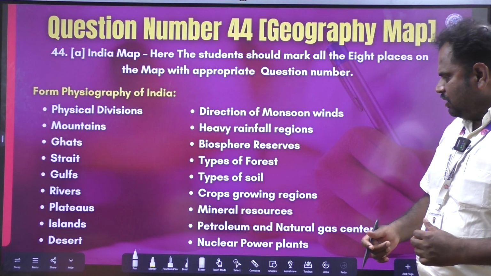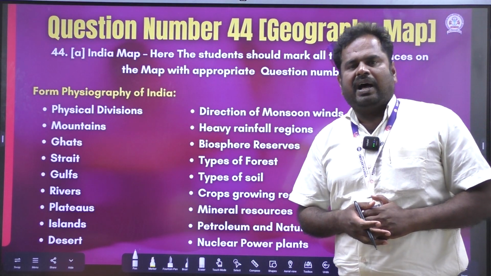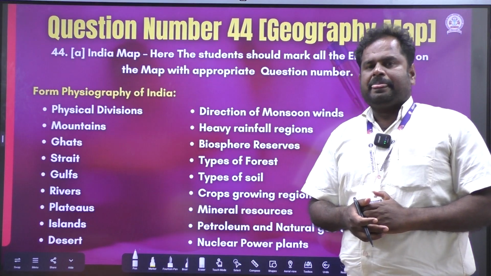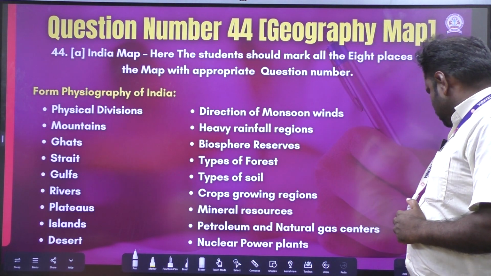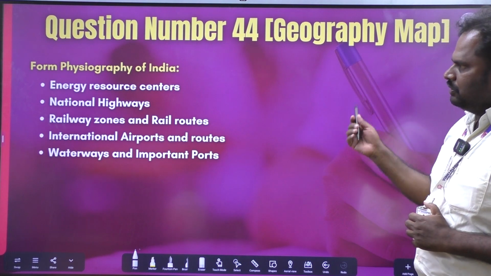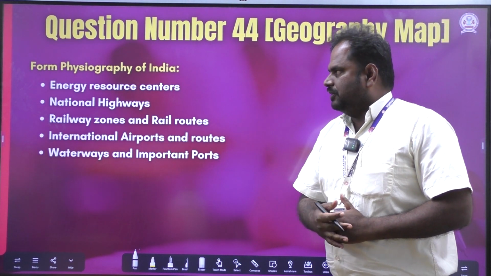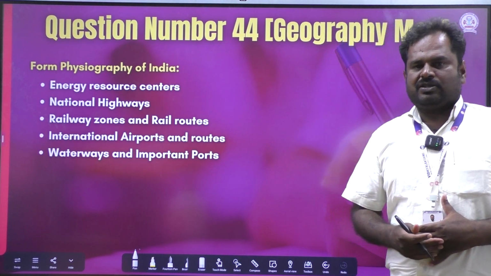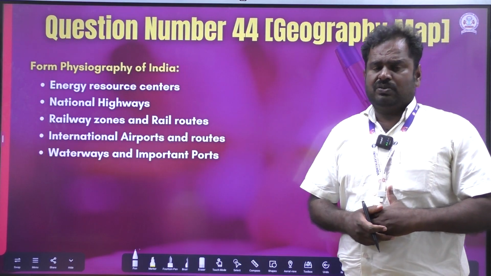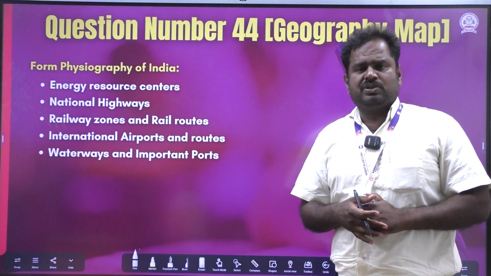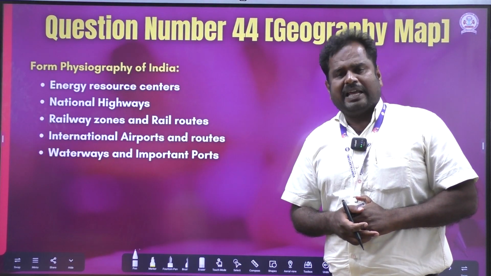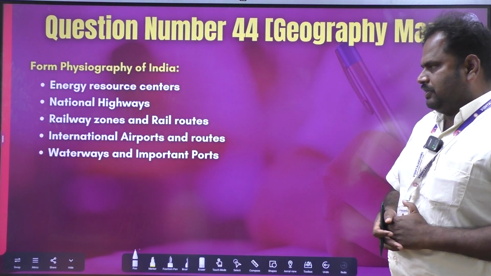Then the fourth lesson, mineral resources, especially iron ore, coal, petroleum and natural gas, and nuclear power stations in India. You have to practice all this. From the fifth lesson, especially the longest national highway, railway zones, rail routes, and the major important airports and seaports, and air routes and sea routes should be practiced.